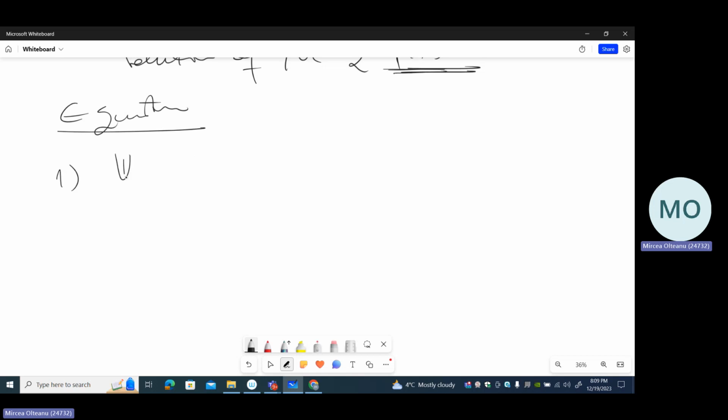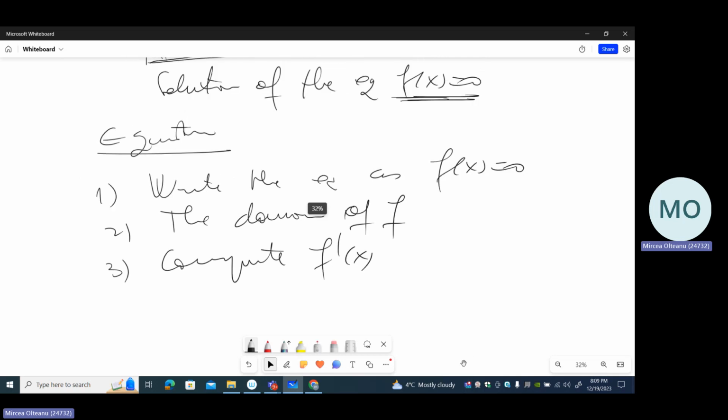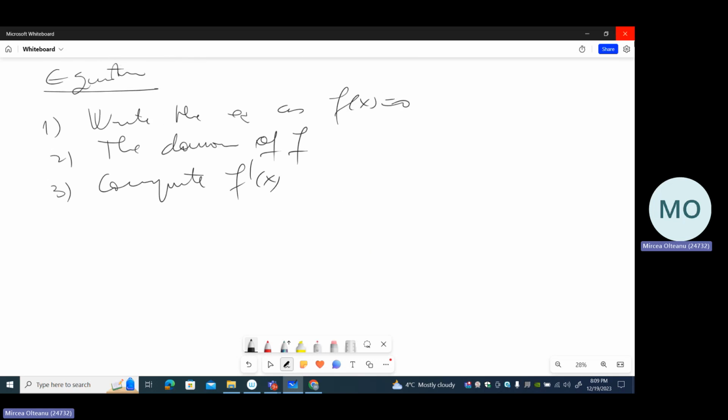The first step is to write the equation as f of x equals 0, then find the domain of f, then compute the derivative of f. Of course, we shall suppose that, as usual, f has a derivative, so we are working with differentiable functions. Then solve the equation f prime of x equals 0, which has several solutions, call them c1, c2, c3, for example.